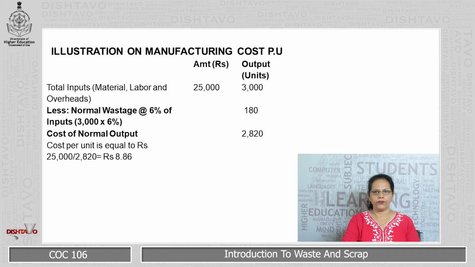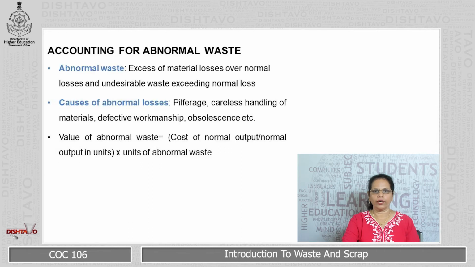How do we get this? 3,000 output units minus 180 is 2,820. To get the cost per unit, it is equal to rupees 25,000 divided by 2,820, and we get rupees 8.86 cost per unit.